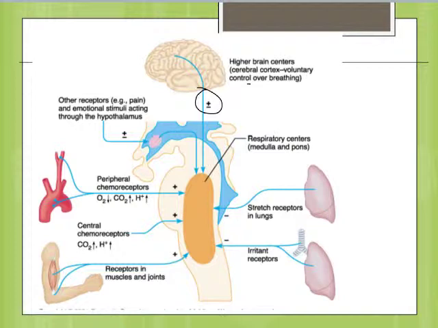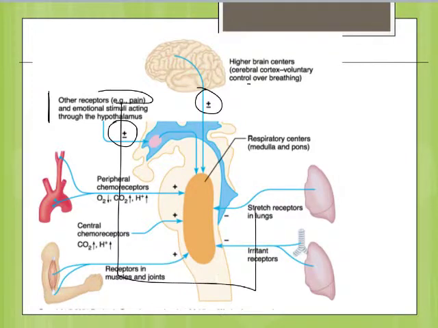Here you've got other receptors, so responding to pain or emotions and so on. They can act through the part of your brain called the hypothalamus, and again they can increase it or they can decrease your breathing rate. What you're looking at here, this overall diagram, is all found in your brain around about this area. Okay, just so you're clear on what we're actually looking at.